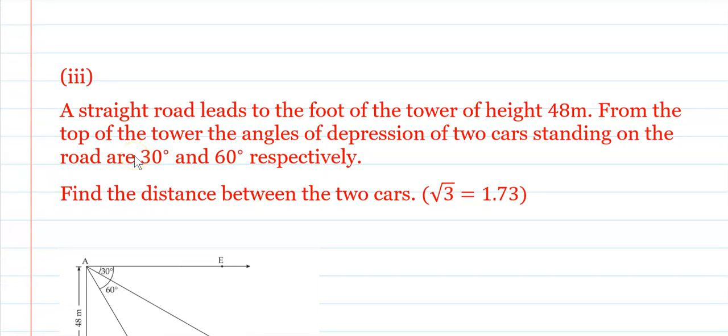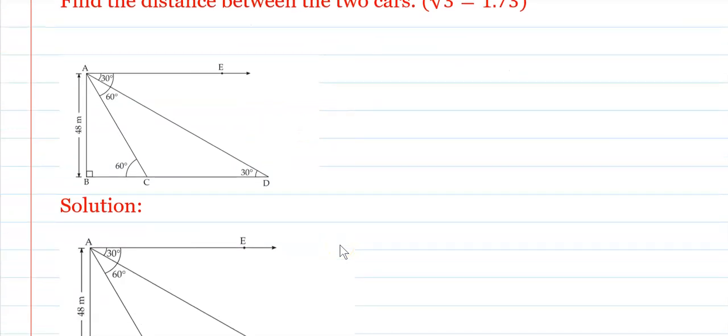A straight road leads to the foot of the tower of height 48 meter. From the top of the tower, the angles of depression of two cars standing on the road are 30 degree and 60 degree respectively. Find the distance between the two cars. Take root 3 equal to 1.73. Now here AB is the tower. If we observe the two cars, the angle of depression at D is 30 degree and at C is 60 degree. Height of the tower is 48 meter.